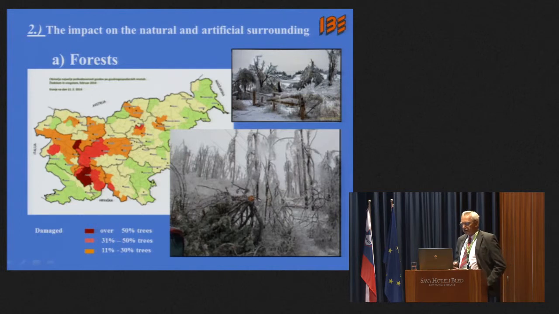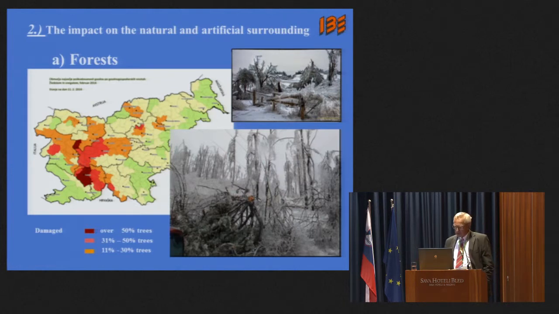We can see results also here on this map of the forests. You can see the map of Slovenia, and with these colors you can see how many trees were damaged. And here, an illustration of this impact. Here you can see practically a Hiroshima picture in the forest, caused by ice.